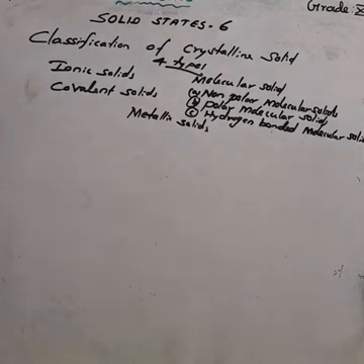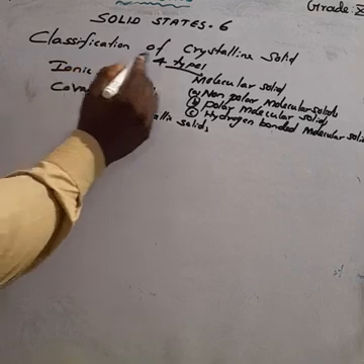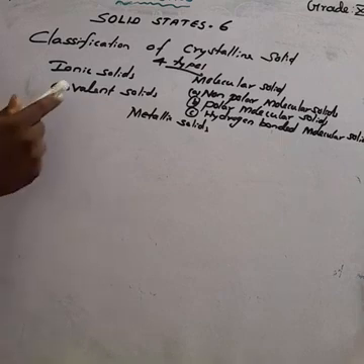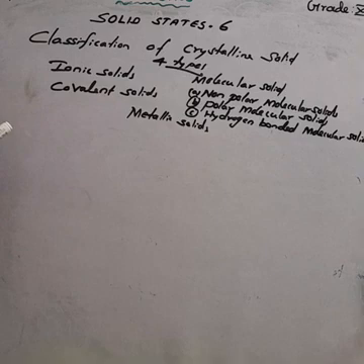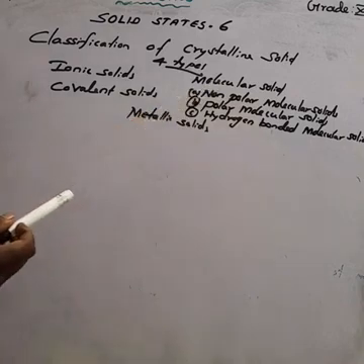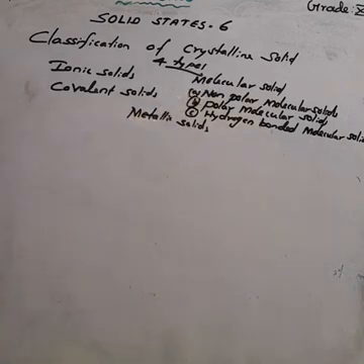Now we are discussing Unit 6, solid state. What is the classification of crystalline solids? The first one is the ionic solid. Next, covalent solid, molecular solid, and also one more, metallic solid. These are the four types of solid.